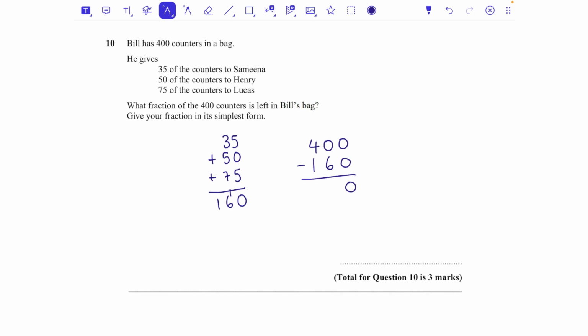Now if there's more on the floor, we need to borrow from next door. 10 take 6 is 4, and 3 take 1 is 2. So we've got 240 left, and we want that as a fraction out of 400. We've got to simplify that fraction.